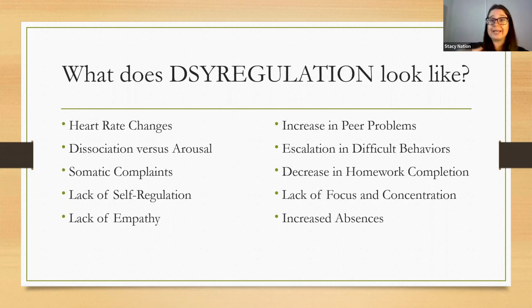Dysregulation also looks like an escalation in difficult behaviors. So what that means is that a student may become more defiant. A student may become more aggressive. They might become physically assaultive. They might also run away or flee. They might have an increase in absences, which we're going to talk about. You might see truancy or skipping school. You might see an increase in alcohol or drug use, an increase in promiscuity. Depending on what age of kids you work with, escalation in difficult behaviors is an indication of dysregulation.